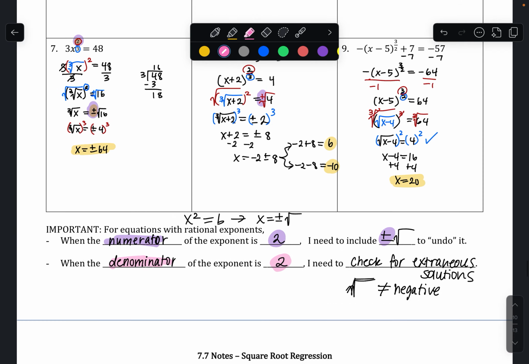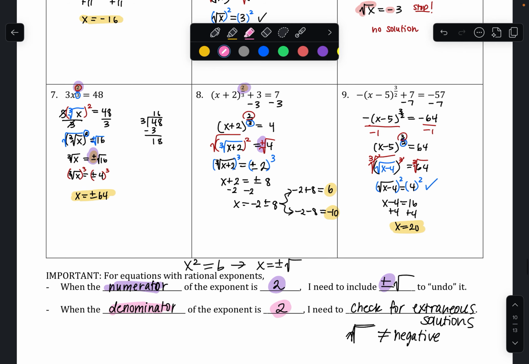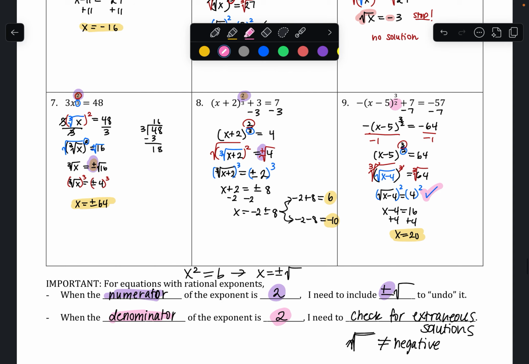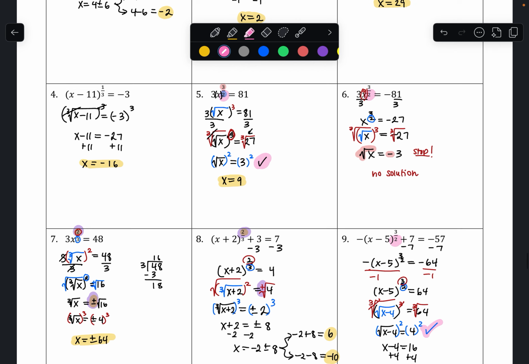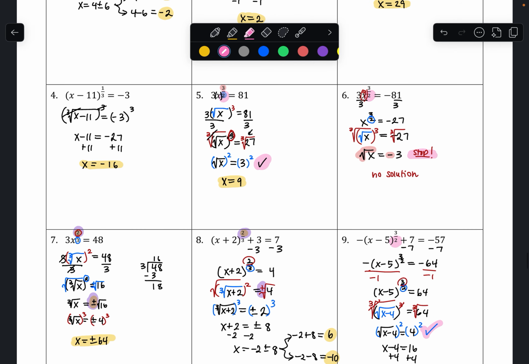Okay, so that's why I always rewrite it in terms of square root, so that way you're reminded to check for that. So here our denominator was 2, and we checked to make sure that square root was equal to a positive. Okay, another place our denominator was 2 was 5 and 6. We had to check to make sure square root was equal to positive. Here we stopped because square root was equal to negative.